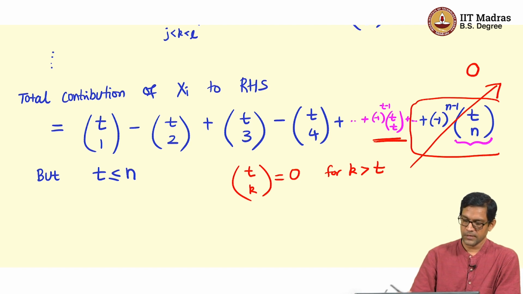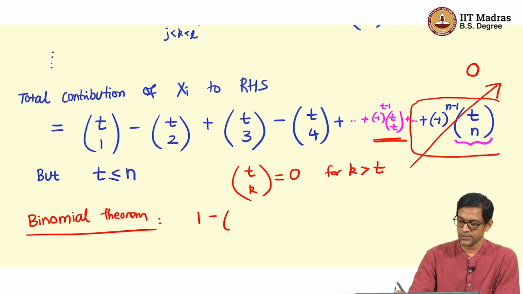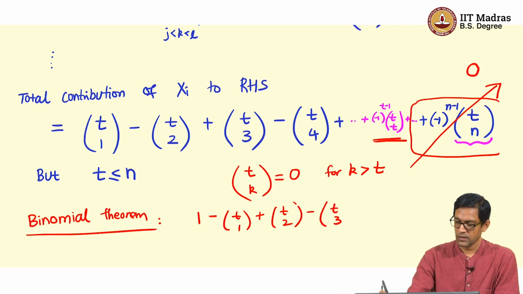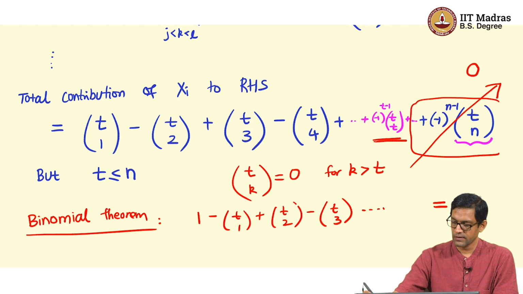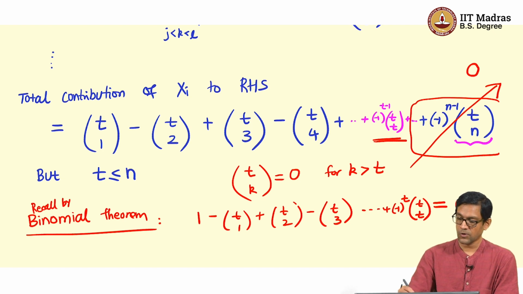Okay. Now observe, this is something that you have already seen when we looked at the binomial theorem. A consequence of the binomial theorem was the following, that this alternating sum of binomial coefficients, you take 1 minus t choose 1 plus t choose 2 minus t choose 3 and so on, you keep doing this alternating sum till the last term, which will be t choose t, and it will come with a plus or a minus depending on t, so it will be (-1)^t t choose t. We know that this sum is 0, right. So recall that by the binomial theorem we know that this alternating sum is 0.